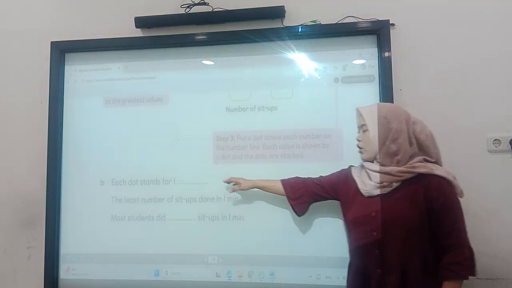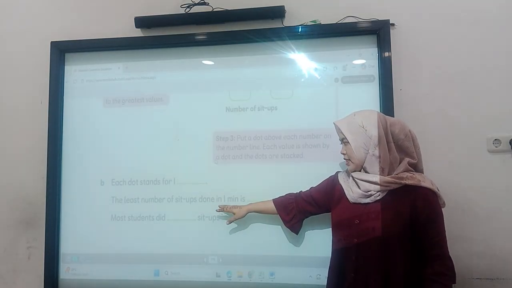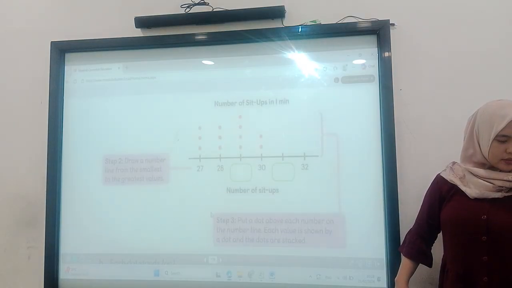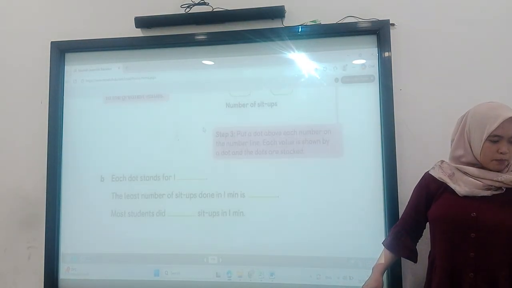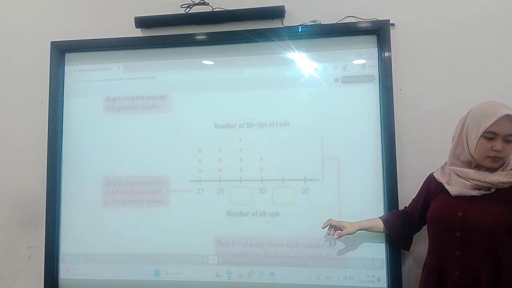Each dot stands for one student. And after that, the least number of sit-ups in 1 minute is 27. This 27 is the least number. And after that, the most students did the sit-up in 29.